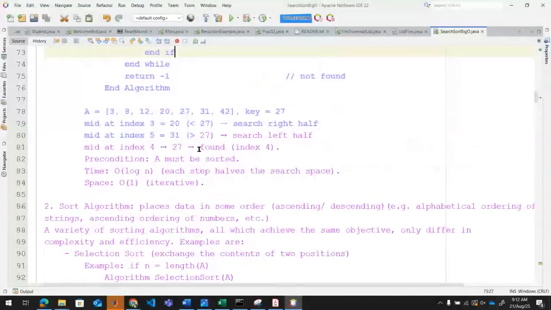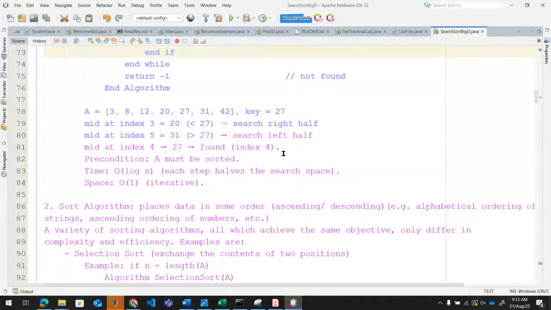The system's a bit slow. So the precondition for this is that the array must be sorted. All right, and this gives you a time complexity of O(log n). Why is that? It's because the search space itself is halved each time, right? And the space complexity is still O(1), because we're not allocating new memory, so the space remains the same. All we're doing is searching through that space to find the key value that exists within it. So that is the example for searching.